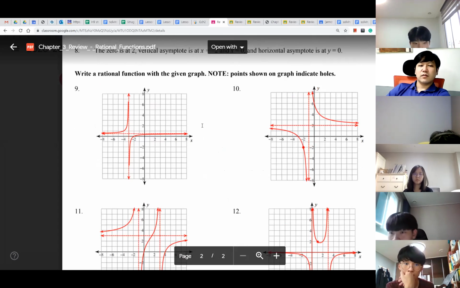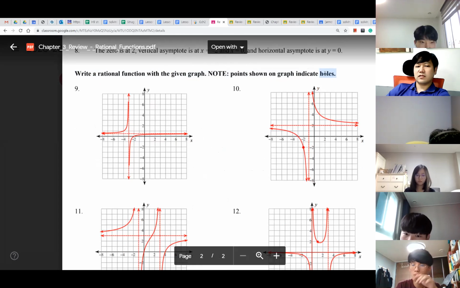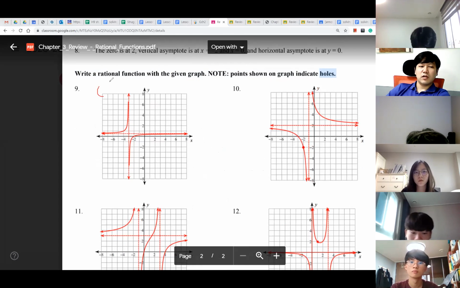Okay, Brandon, work with me. So you're supposed to write a rational function with a given graph, right? Note points shown are holes, not points. Okay, so we're gonna come up with our function for this one.